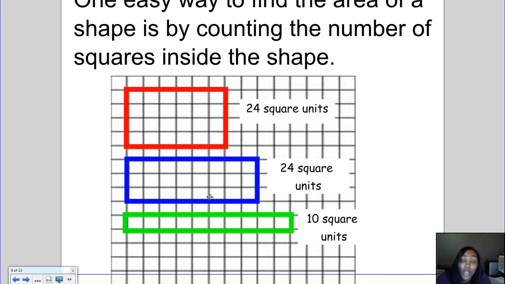And then this rectangle, if I count all of the squares inside this rectangle, I also find that there are 24 squares inside this rectangle, which means this rectangle has an area of 24 square units. This rectangle is a lot skinnier than the other two, and if we count the squares inside this rectangle, there are 10 squares inside of this rectangle, which means this rectangle has an area of 10 square units.